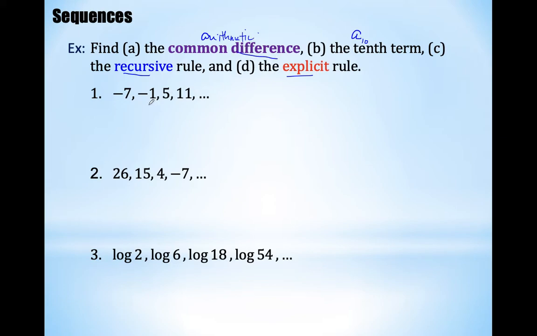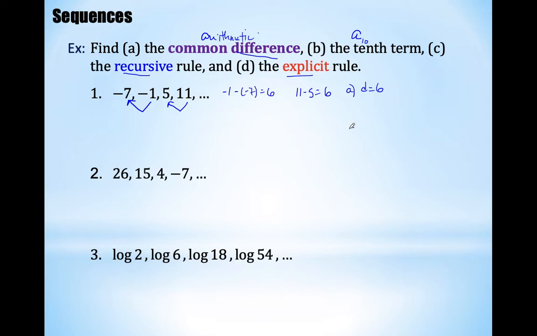So I like to do this: -1 minus -7. Double check and make sure that the differences between subsequent terms are the same. So I've just answered part A. I'm actually going to skip B and go to the recursive rule.